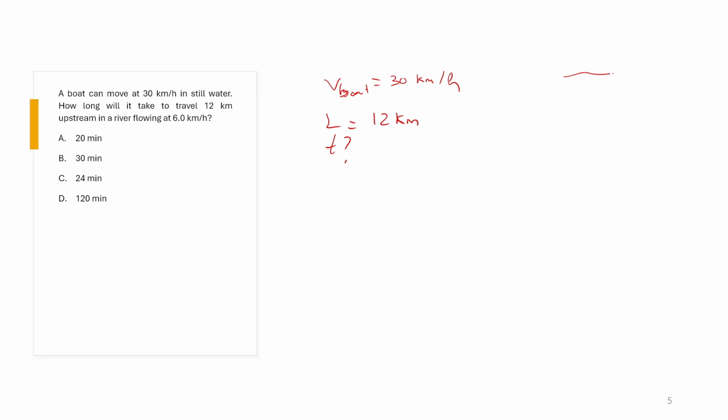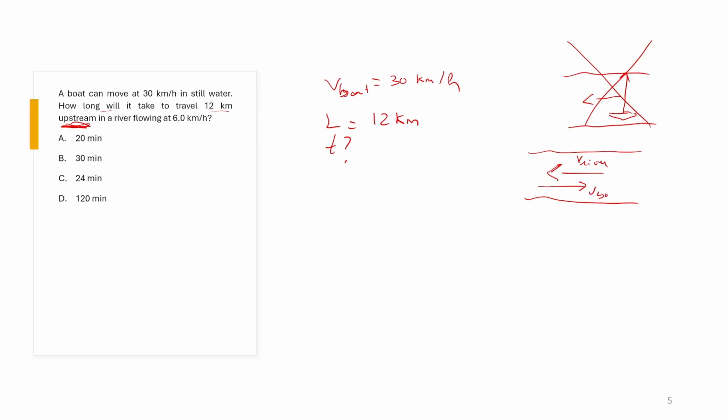Now we've seen many cases where we have the river flowing and I have a boat and I say, oh, I want to go from here to there. But this is not what the problem is saying. The problem is actually much simpler. It's saying how long will it take to travel 12 kilometers upstream? What does upstream mean? It means going opposite to the current. So actually what we have is not this scenario. What we actually have is this flow. If you wish, the river is flowing that way and we're going contrary to the river. So that's going to be the water, and this is going to be our boat.